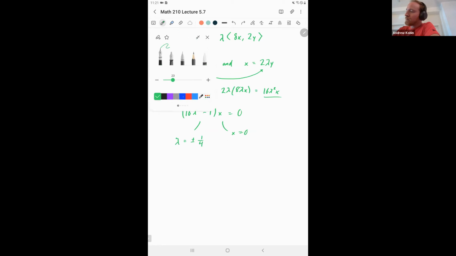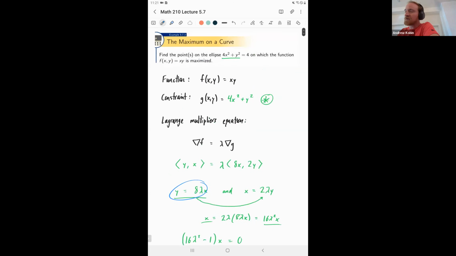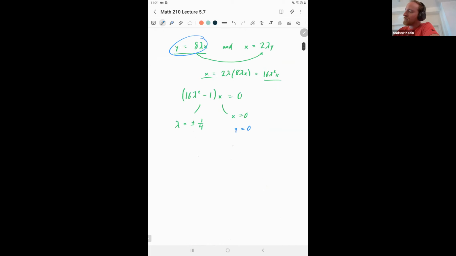So let's go with blue. Notice here that if x equals 0, y also has to be equal to 0. But there's a strong possibility that this point does not satisfy the constraint equation. If we go back to the start of the problem, the constraint was that g of x, which is 4x squared plus y squared, has to be equal to 4. And we can quickly see that this is not true. So 4 times 0 squared plus 0 squared is equal to 0, which is not equal to 4.